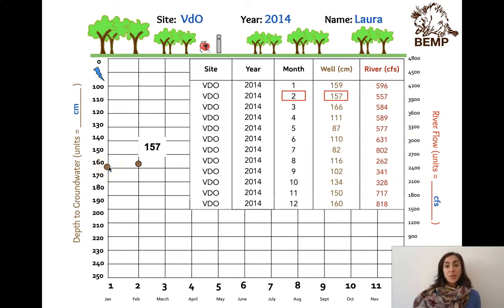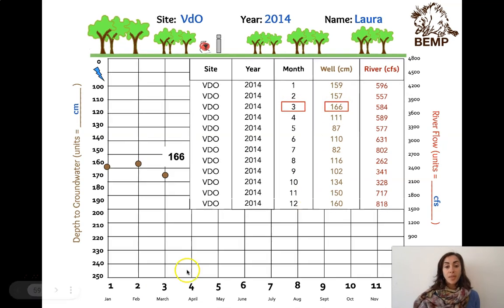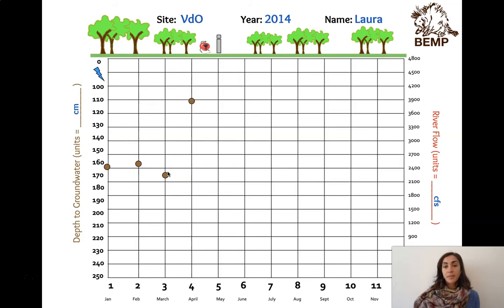We will continue to do that going down. So for the month of February, which would be month number 2, it's going to be 157, which is represented here. Month number 3, which will be March, it's going to be 166, so about here, and we're going to continue to do that for all the other months. So April is going to be a little bit higher, June, July, August, September, October, November, and December.